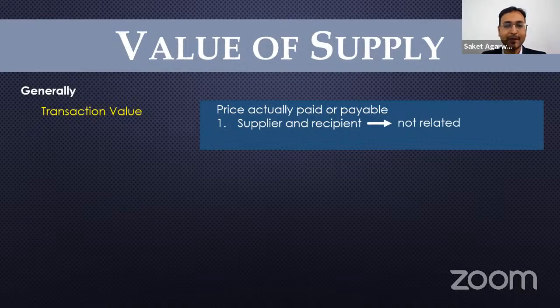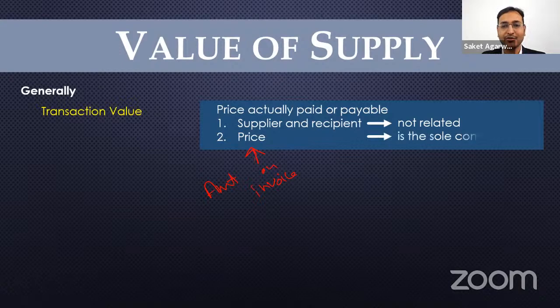When the buyer and the supplier are not related, and the price, meaning what? The amount mentioned on the invoice is referred to as price. This price or amount mentioned on the invoice should be the sole consideration. What is the meaning of sole consideration? It should have been the only consideration.